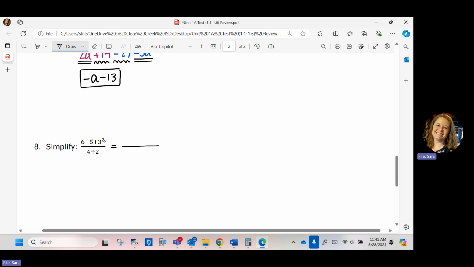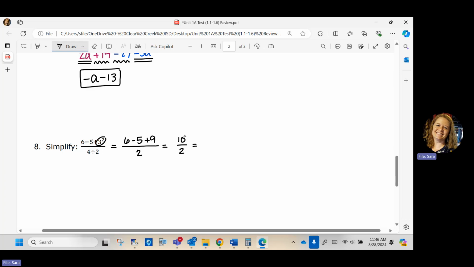order of operations, we've got to do exponents first. So we've got 6 minus 5, and then plus, and then 3 squared is 9. On the bottom, it's just division. 4 divided by 2 is 2. Now on the top, that's just addition and subtraction now, so I can simplify on the top, and I get 10. And I get 2 on the bottom.